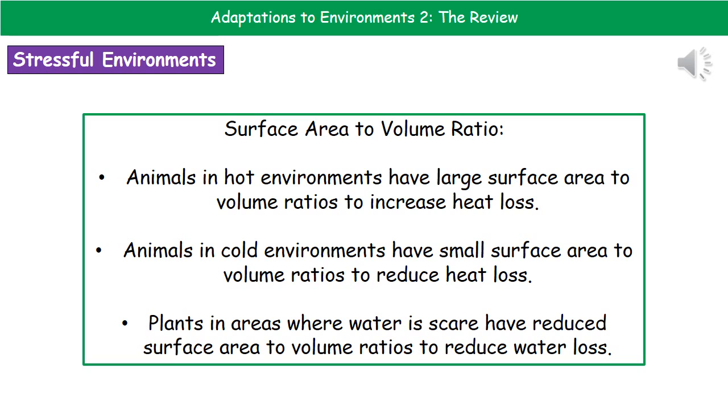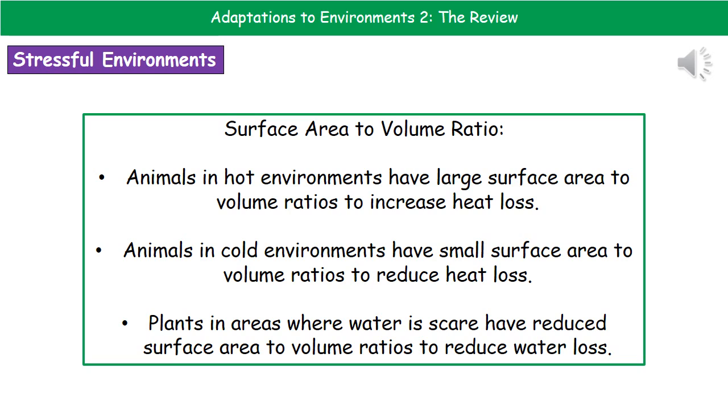If we think about animals that live in hot environments first of all, they've got a large surface area to volume ratio to increase the heat loss. The animals in the cold environments, however, have a small surface area to volume ratio to reduce their heat loss. So what we're looking at here is the surface area to volume ratio is always to do with losing something. If we think about our plants, then in areas where water is scarce, they've got a reduced surface area to volume ratio to reduce the water loss.